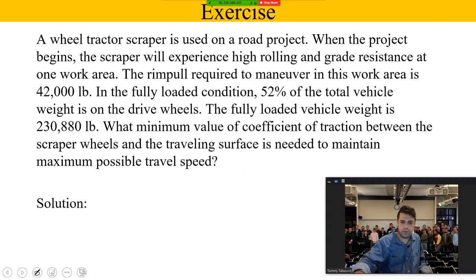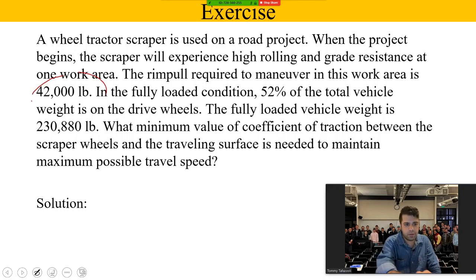Another exercise: a wheel tractor scraper is used on a road project. When the project begins, the scraper will experience high rolling resistance at one work area. The RIMPL required to maneuver in this work area is 42,000. So the RIMPL here is given to us. In the fully loaded condition, 52% of the total vehicle weight is on the drive wheels.